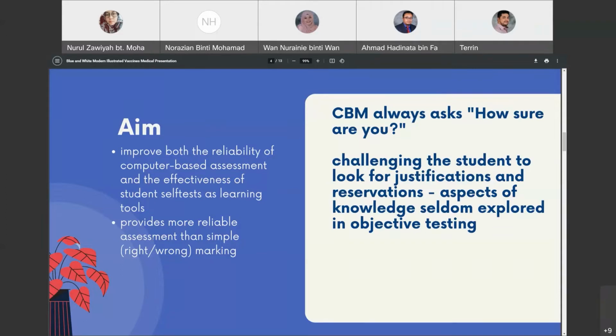Because with right or wrong, we actually don't know if the students made lucky guesses, or if they are confident that it is the correct answer. So CBM will always ask the students, if we have a quiz with CBM settings, stop, how sure are you of this answer? This challenges the student to look for justification and reservation, aspects of knowledge seldom explored in objective testing.